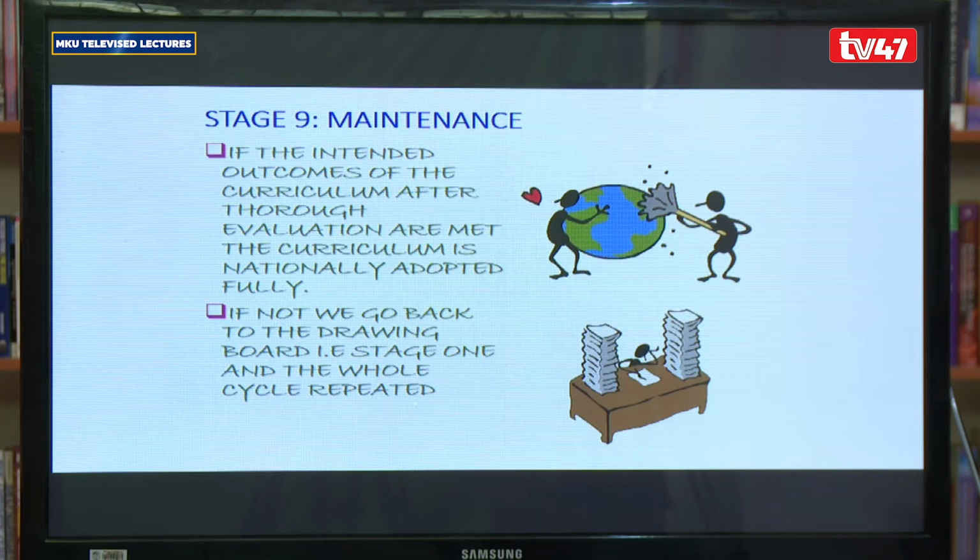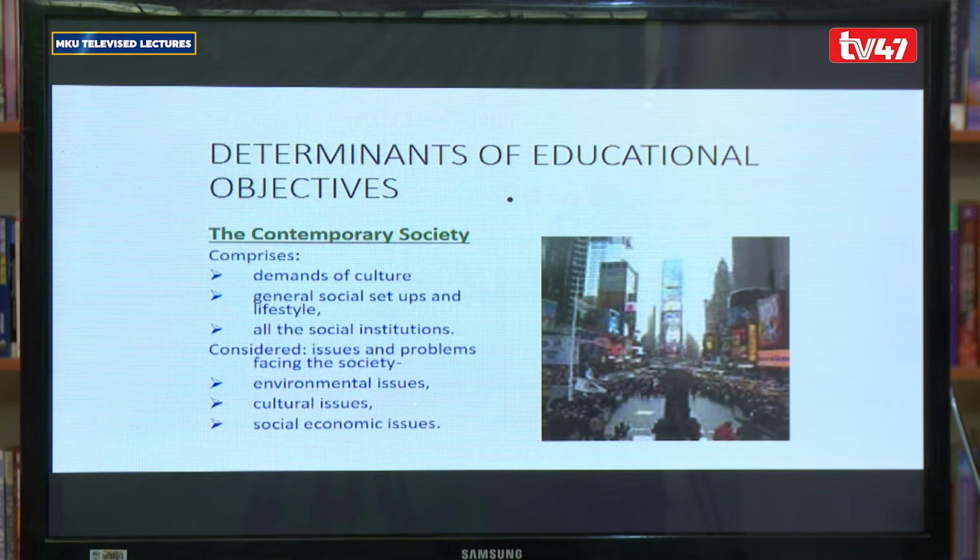But if not, we go back to the drawing board so that we can look and review the cycle so that we determine where we went wrong. Now those are the steps, the stages in curriculum development. Now from there, let us see some of the determinants of educational objectives. How do we determine educational objectives?